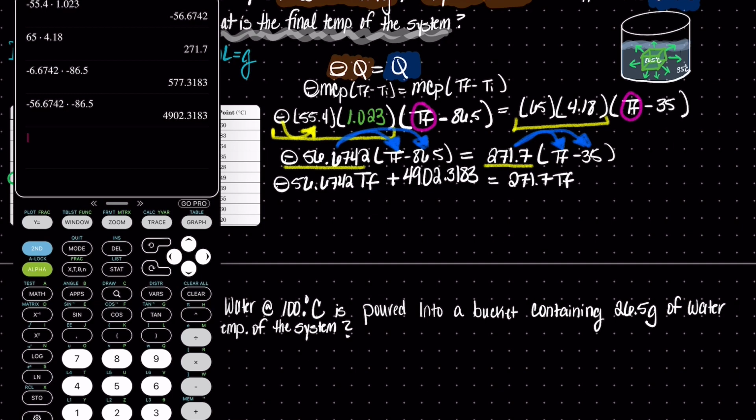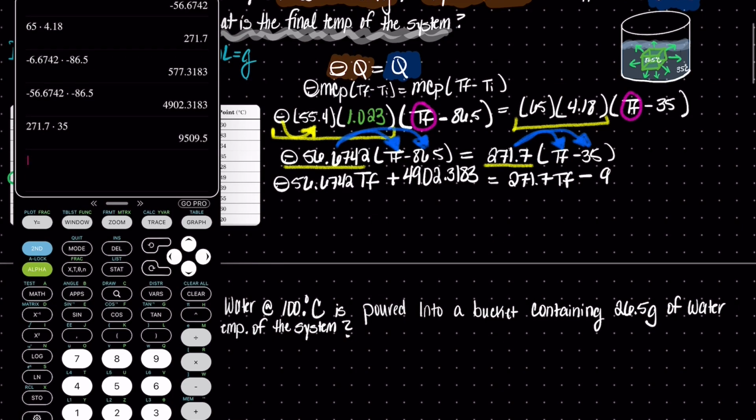I'm distributing. All I'm doing is distributing. This is a positive times a negative here. So what we got is a positive times that negative to give another negative answer. So that's negative. I'm going to keep that negative here. 271. Make sure that 271 goes in the calculator. Times 35. Negative 9509.5. So what I've gone ahead and did is distribute out all of the things here.